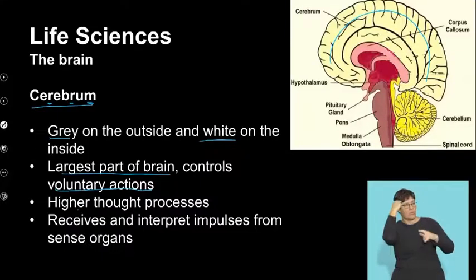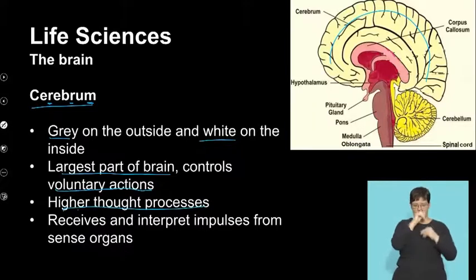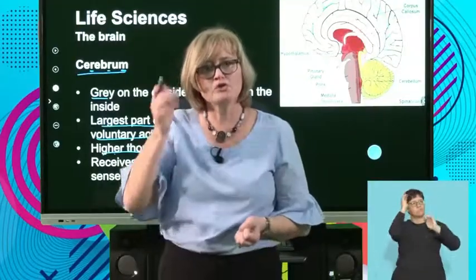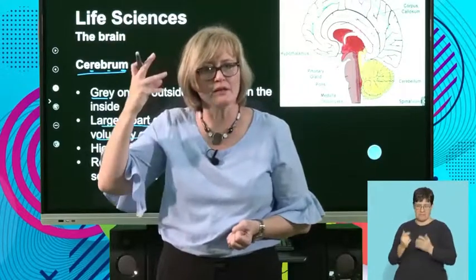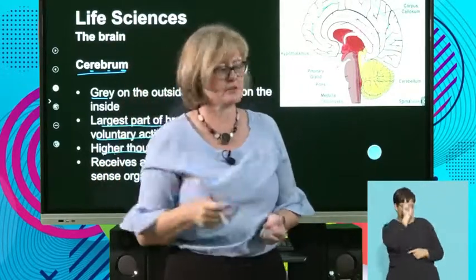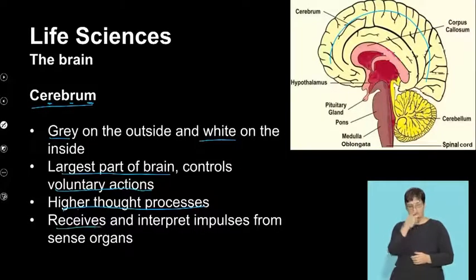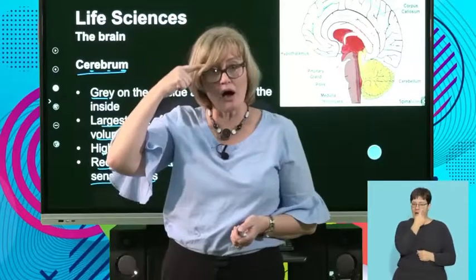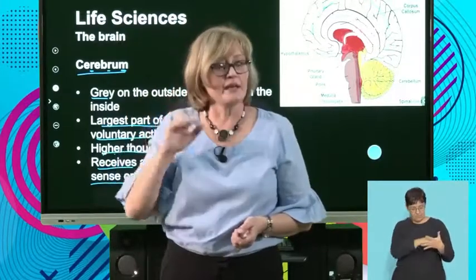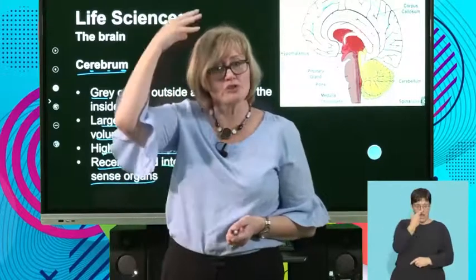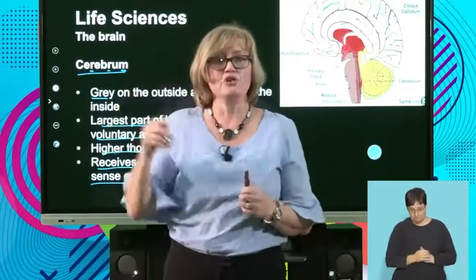It also controls higher thought processes. Remember, that's the reason why we are living in houses, having cars, technology, because we have the ability for abstract thought, higher thinking, making decisions, judging, stuff like that. It receives and interprets impulses from the sense organs. Remember, five sense organs: your eye, your taste buds, your nose for smelling, your ear for hearing, and your skin. So all this information goes to your brain, it interprets it, and you react accordingly.